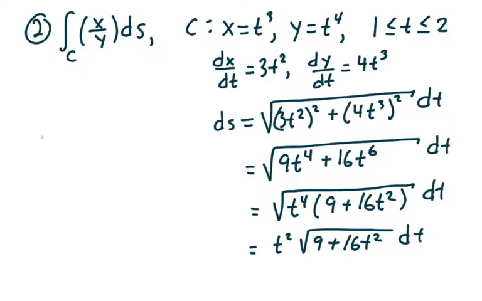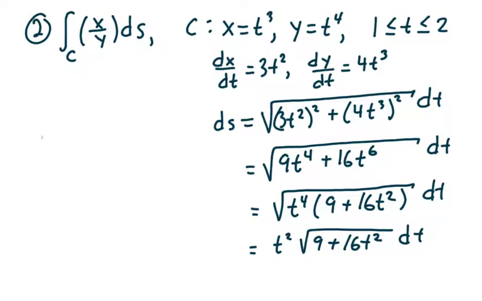On number 2, we have the integral over C of x over y ds. And C is the curve given by the parametric equations x equals t cubed, y equals t to the 4th, where t is greater than or equal to 1 and less than or equal to 2. dx/dt is 3t squared, dy/dt is 4t cubed.